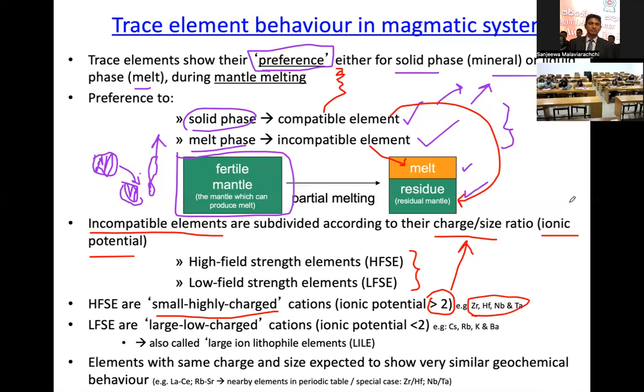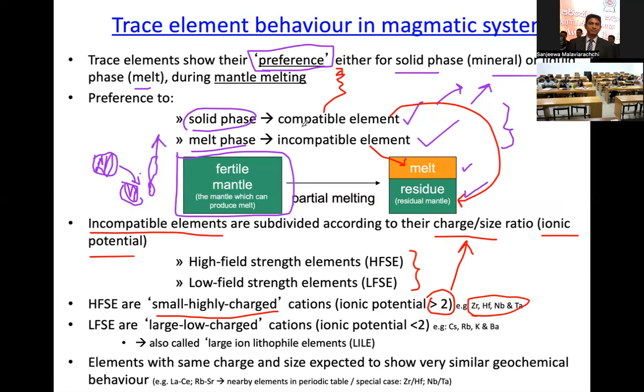And sometimes we call them large ion lithophile elements also, another term for that, right? Remember this one also. So this one is called large ion lithophile elements, LILE, right? These are low field strength elements. So elements here, cesium, rubidium, these ones are low field strength elements. Okay, large ion lithophile elements, these ones.